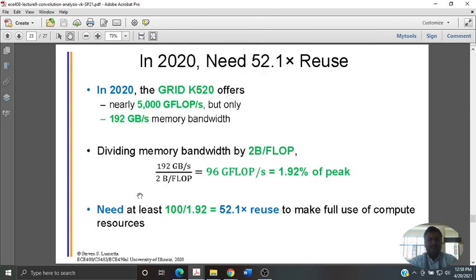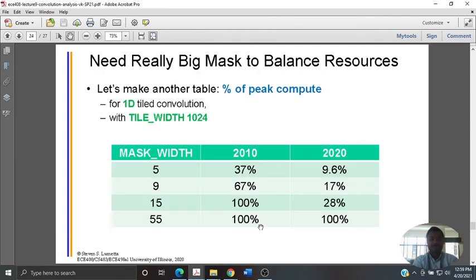So again, one more thing. It's 2 bytes for operands, or 2 operands are required for that matter. And whenever you have that, 1.92% of peak performance, or if I have 52.1x usage of the resources, then so much of the 1.92 peak performance can be achieved. So again, what is stated is that whenever you increase mask width, there is a reduction in the global memory accesses, and hence things become much faster.